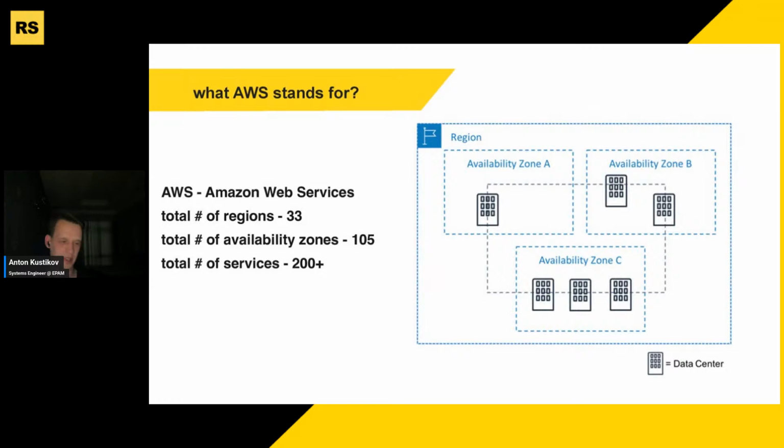Now, let's have a look at what AWS stands for. So AWS is Amazon Web Services. I think most of you know about the Amazon company, but one day they thought, why don't we try and run a cloud provider, and they just did it. Right now, AWS has at least 33 regions. Actually, I'm not sure about this particular number, but it's something like this.